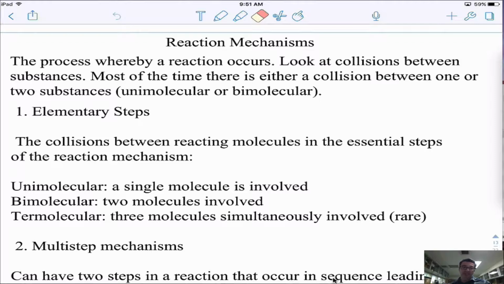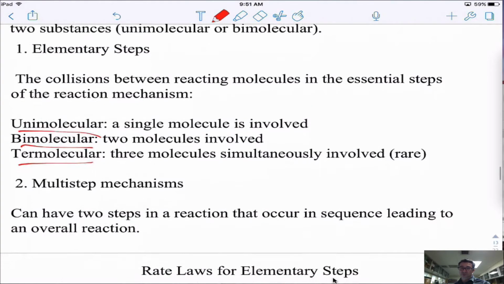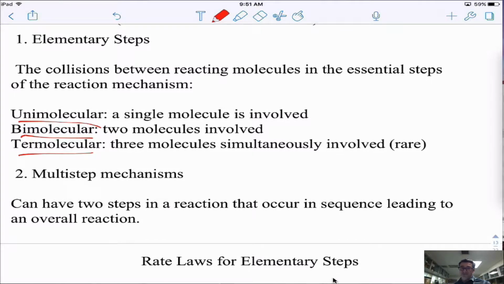Now, we divide the mechanism, the steps in the reaction, up into something called elementary steps. These are the individual steps in the reaction. And again, you could have multiple molecules, bi or termolecular, or you could have unimolecular where you have a single molecule involved. Now, normally you have a reaction that has multiple steps, and this is the sequence of events that occurs in the reaction.